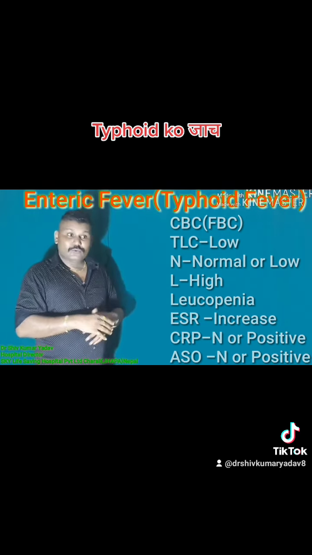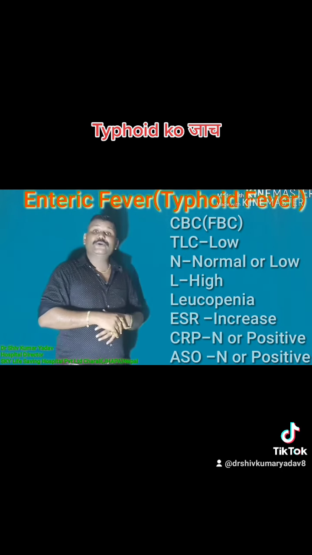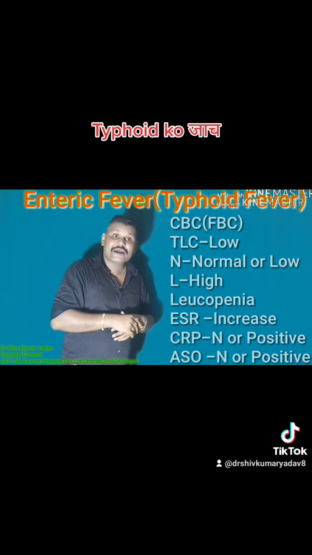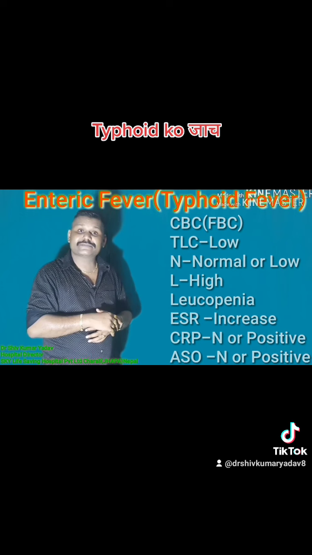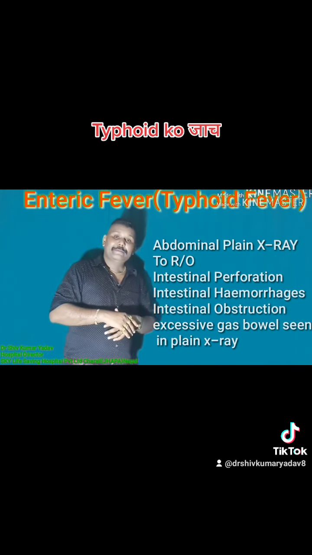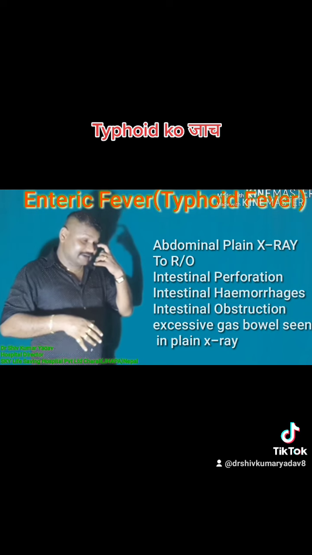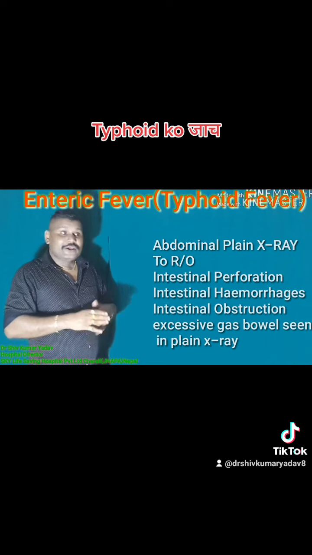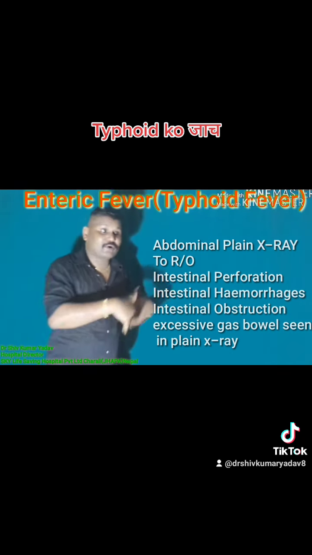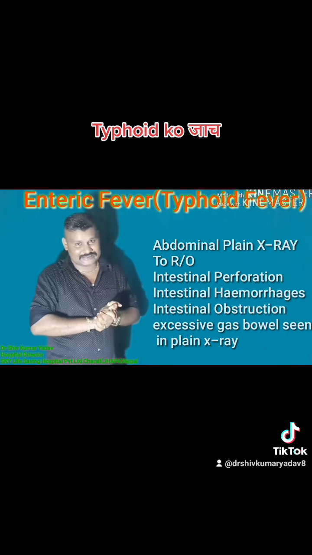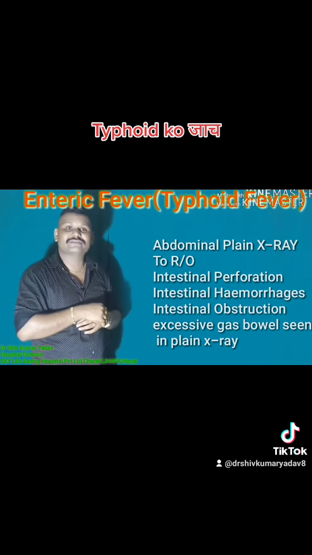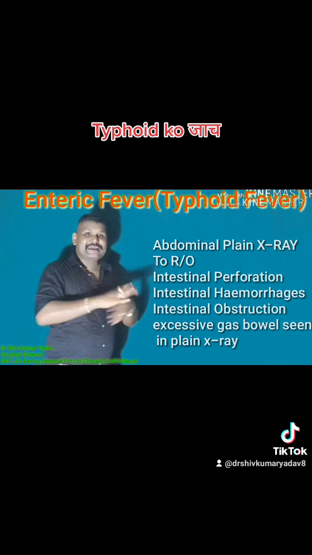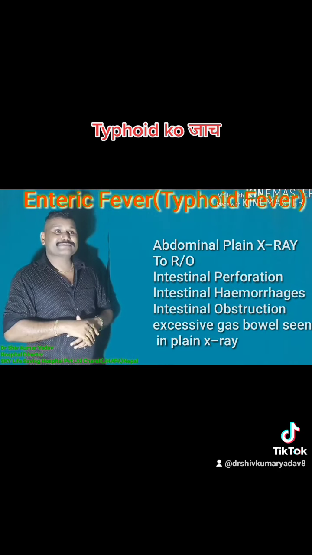C-reactive protein might be positive or elevated. ASO titer, we can see whether there is some problem or upper respiratory tract infection, whether streptococcal antigen is present or not. And in case of the second stage of complication, we can see whether the patient has intestinal perforation or not. We can perform an abdominal plain X-ray, supine and erect position. So what will we see in the X-ray? We can see there is a gas bubble present.